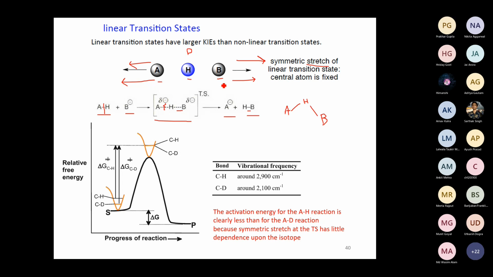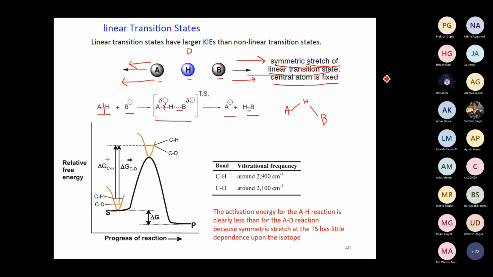This is the middle, and you are giving equal force on the left hand side and on the right hand side, right? It is not in the bending mode also. In the symmetric case, you are pulling A and B outward with equal force, so the movement of H will remain the same. Am I correct? So you can see here, I wrote it: in the symmetric stretching, if the transition state is linear, the central atom is fixed. It will not move. Am I correct?